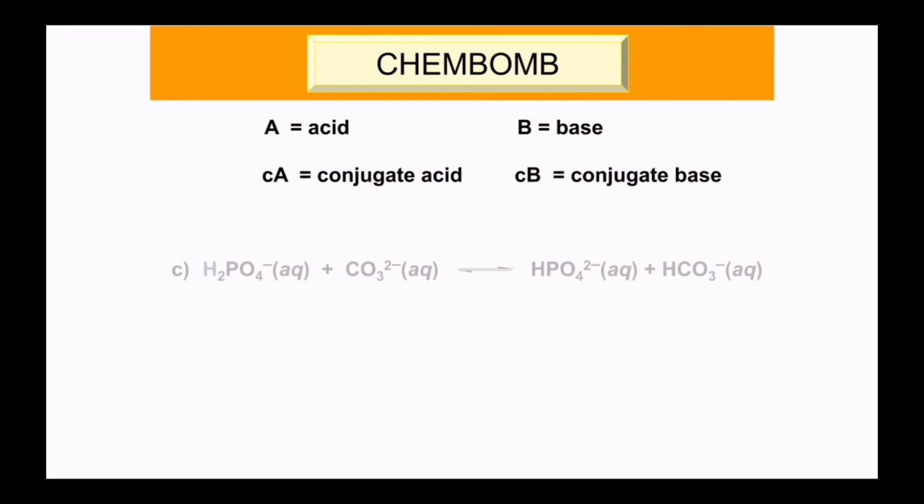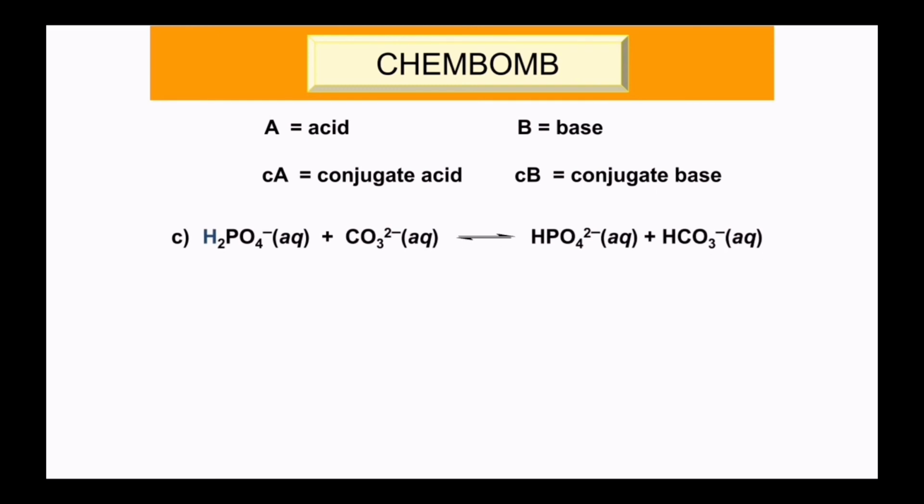Next, question C. Focus on the left side. One of the species has hydrogen in its formula. Therefore, it will be the acid because it's going to donate its proton, and the product will be its conjugate base. CO3 2 minus will be the base and accept proton to form HCO3 minus, which is the conjugate acid pair.